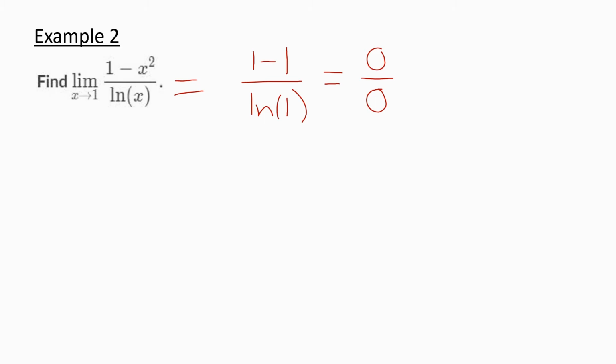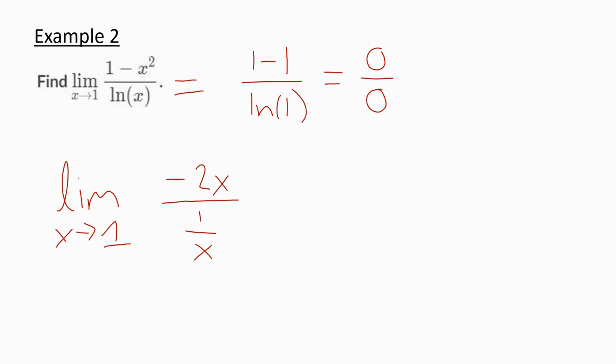So we say, hey, maybe right now is a good time to use L'Hopital's rule, and we will. Our new limit, as x approaches 1 in this case, is going to be the derivative of 1, which is 0, minus the derivative of x squared, which is 2x. That's just me using the power rule. Now here's just one of those things: the natural log of x, its derivative, is 1 over x.